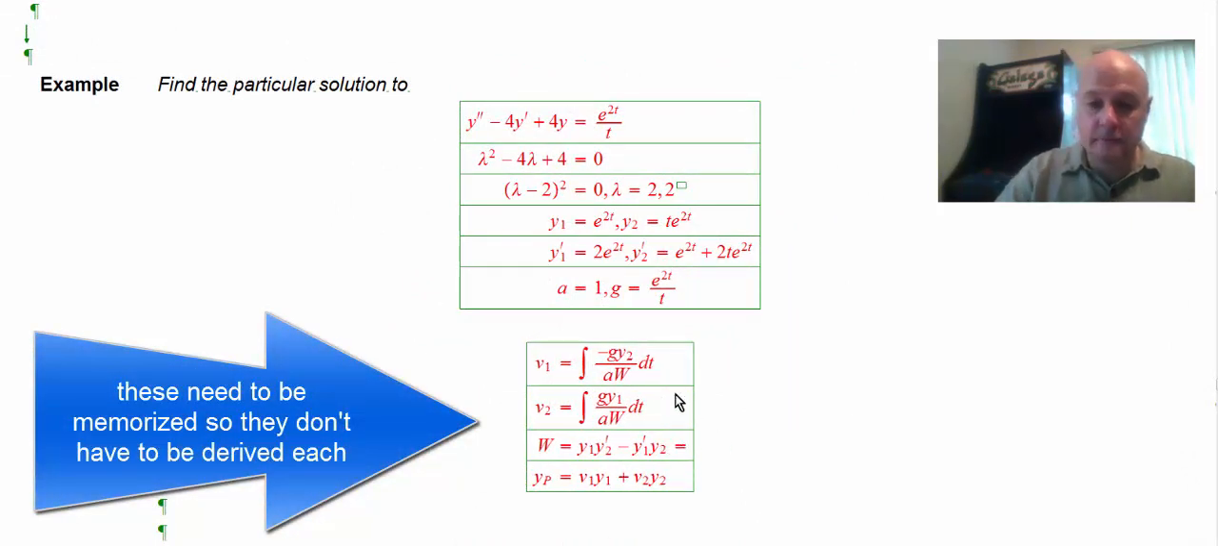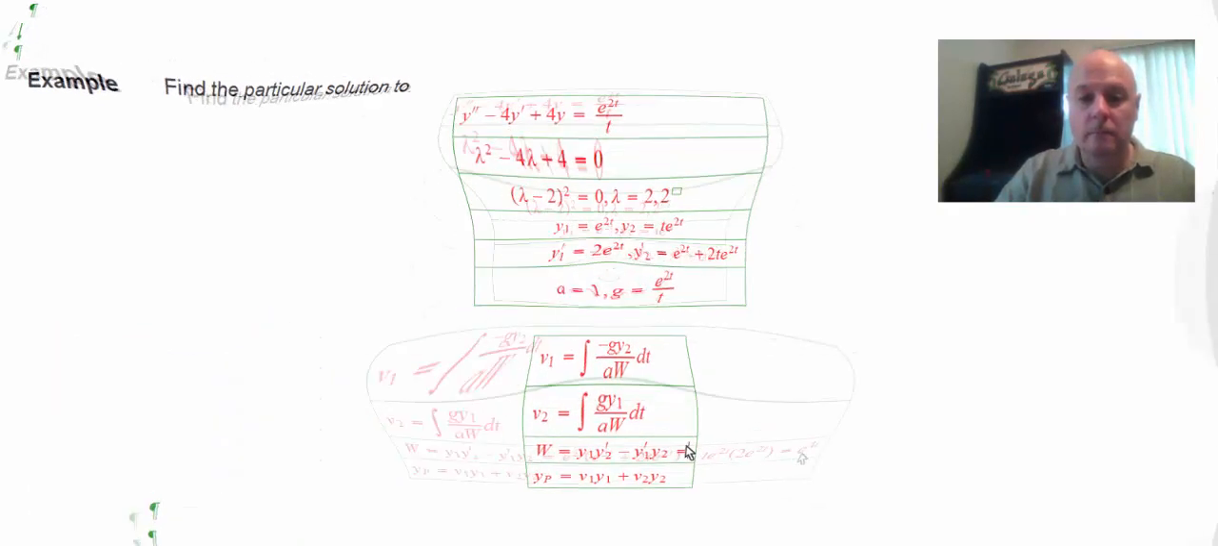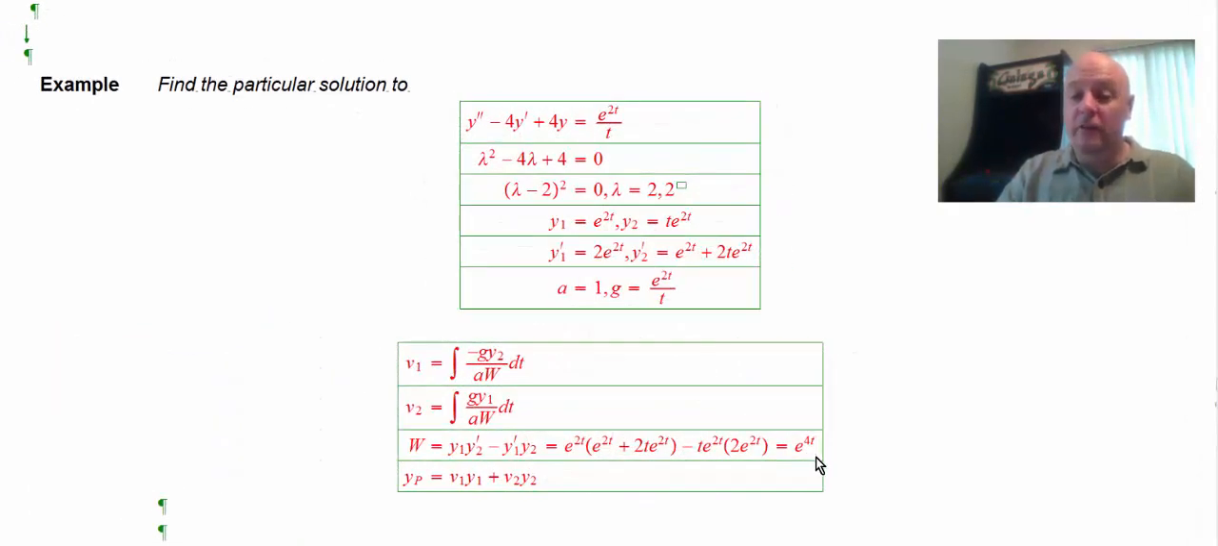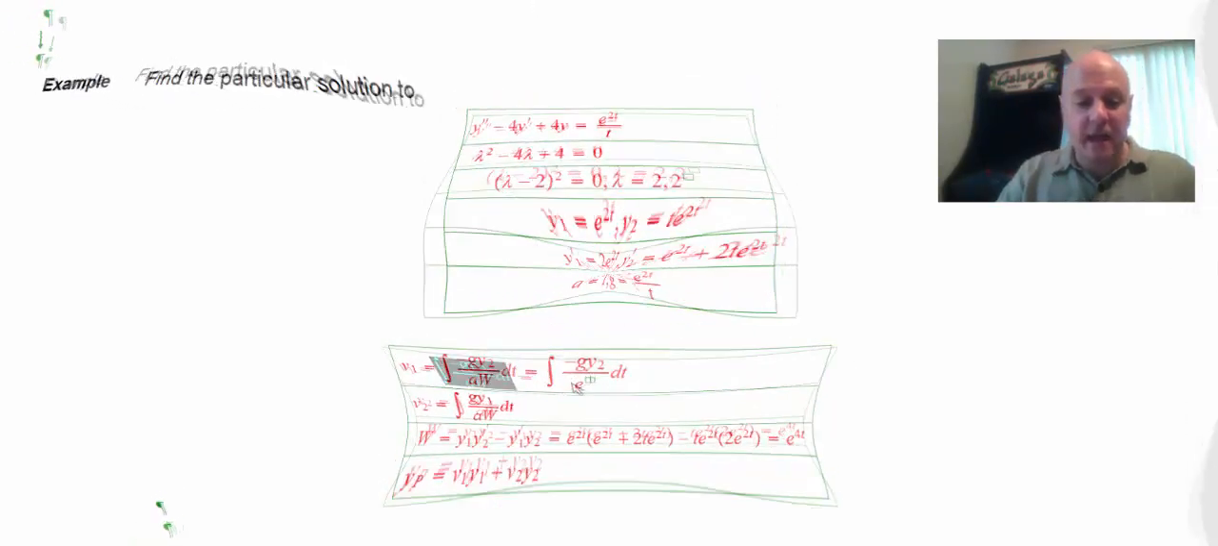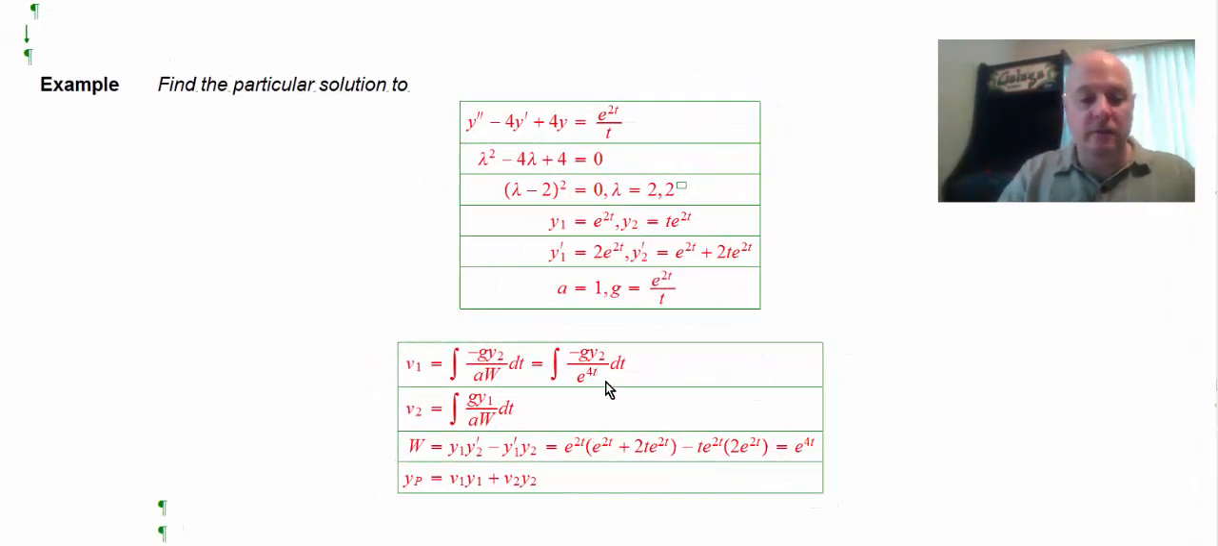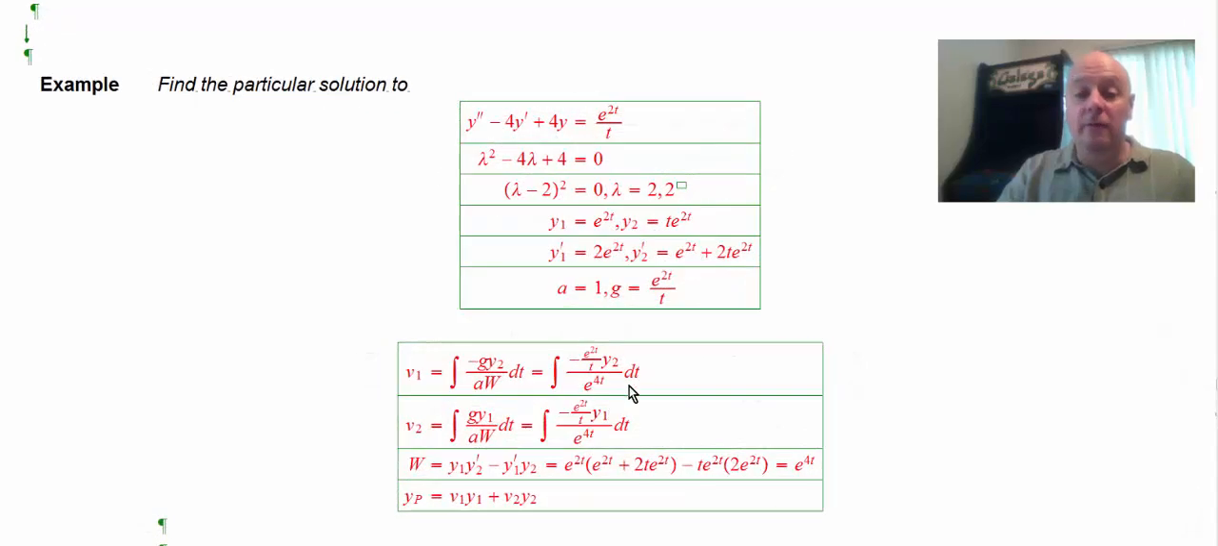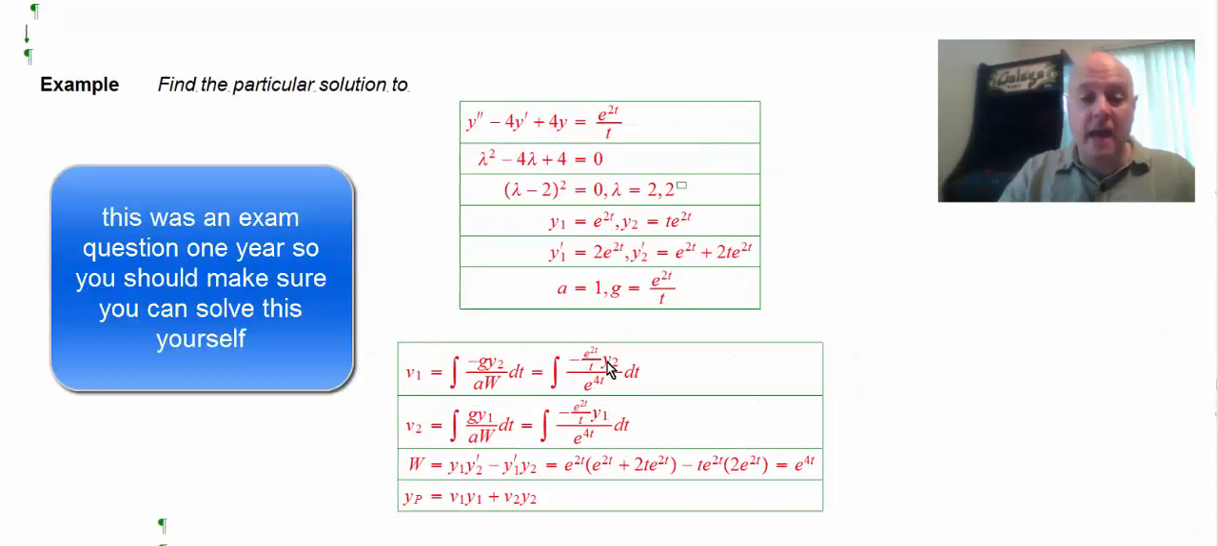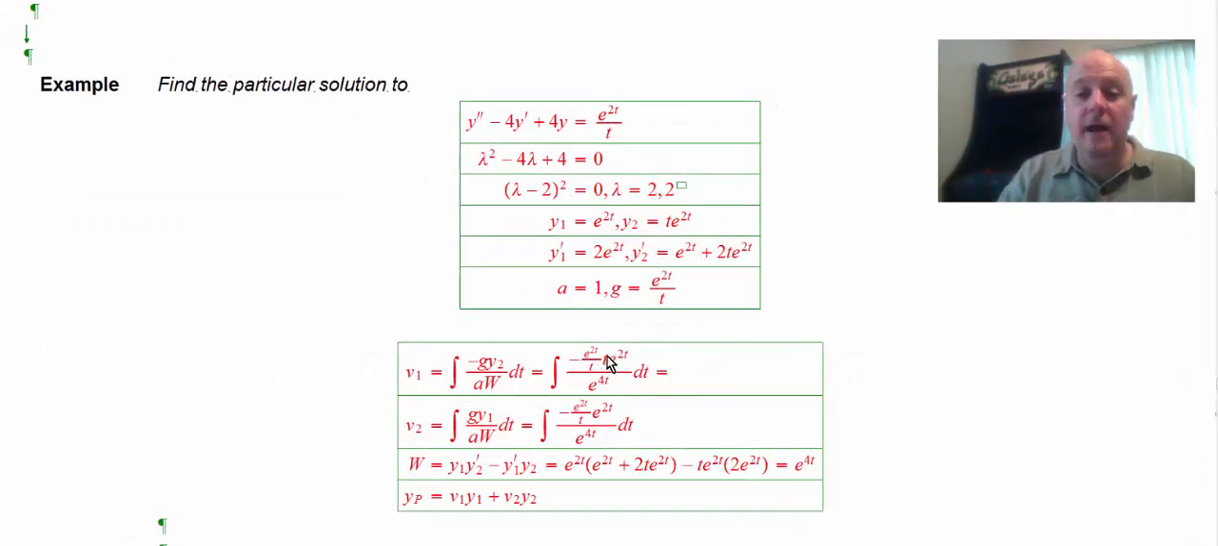So I've got the Wronskian. When I simplify it, I get e to the 4t, again not equal to 0, but we've got the piece that goes under here. So let's set these up. The a is 1 and the Wronskian is the e to the 4t. So now I've subbed in for the Wronskian, the a, 1, the g. I just need to put in the y2. All I have to do is simplify and integrate.